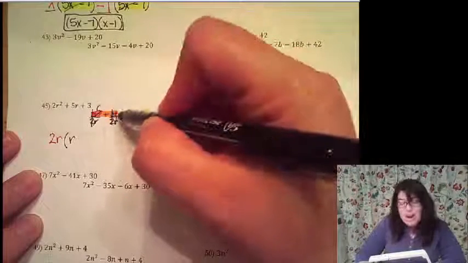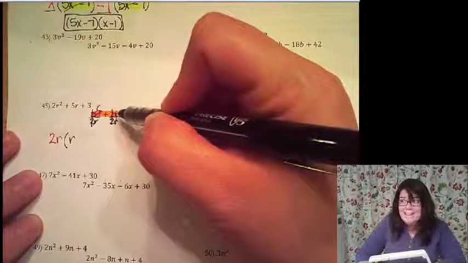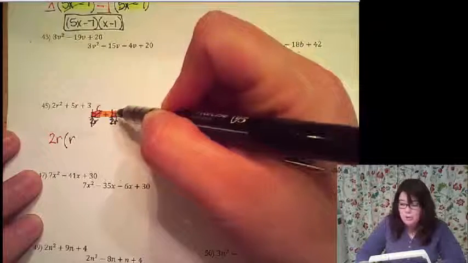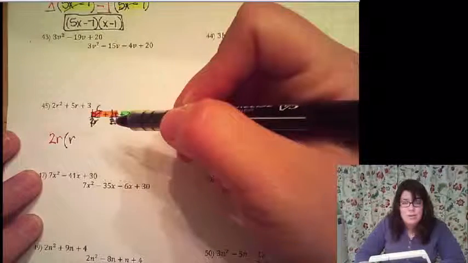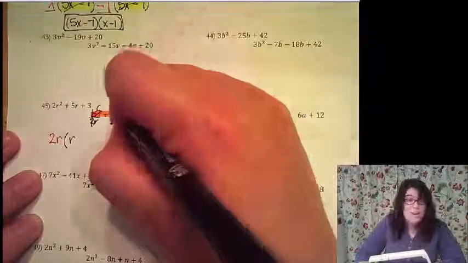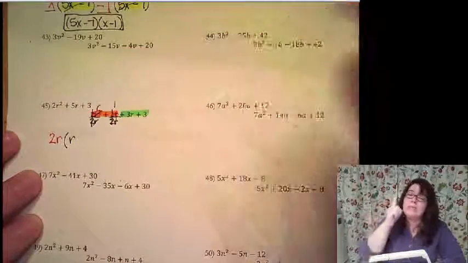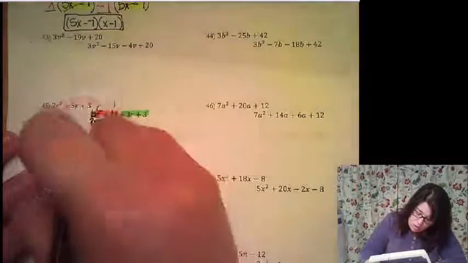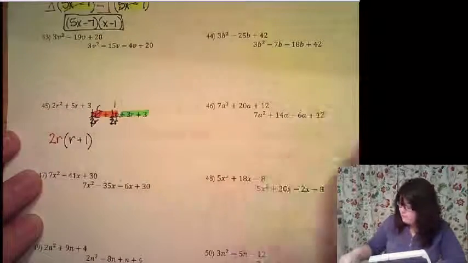Remember, if you're dividing something by itself, 2r divided by 2r, well, how many times will that go into itself? 1. If everything cancels, then what's left is a 1. So r plus 1. Groovy.